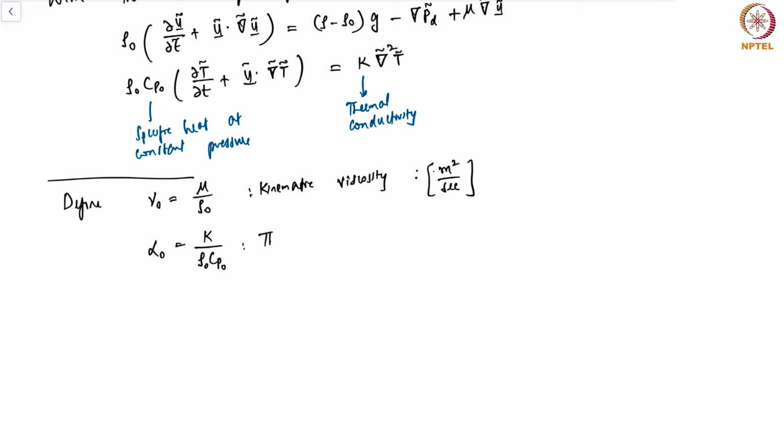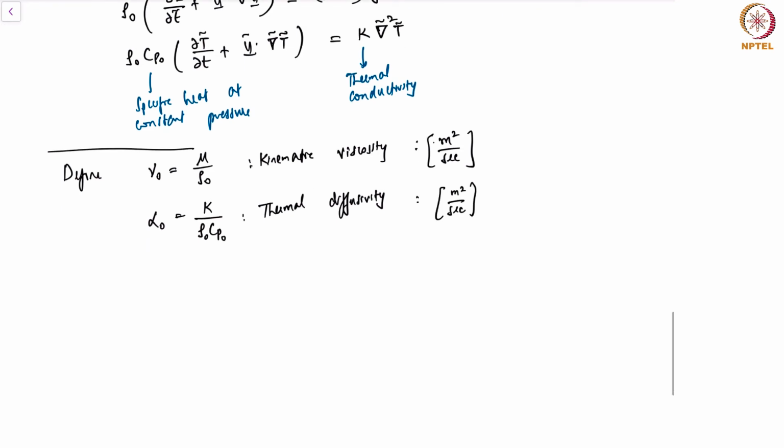This is called the thermal diffusivity. Just like kinematic viscosity tells us about the diffusion of momentum, alpha naught tells us the diffusion of temperature, and its units also will be meter square per second.